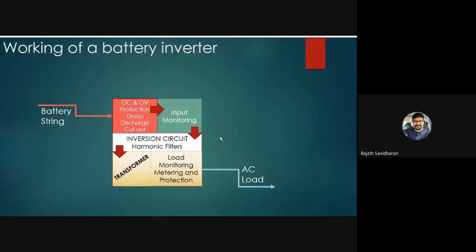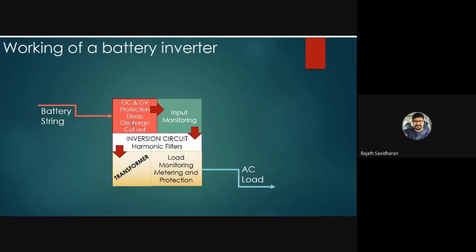Battery inverter. Here, I've used a term called battery string because that's the industrial practice. Anything with the DC cable, the positive and negative, we relate to it as a string. Then the battery strings are connected into the over current and over voltage protection, and also a deep discharge cutout. Why do we need a deep discharge cutout?